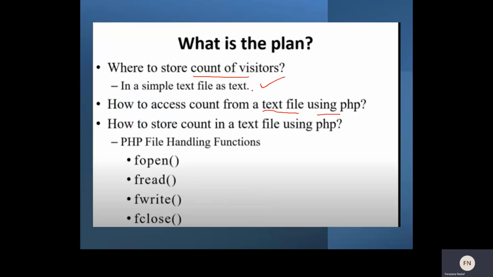Once we have stored the counter value, we need to access the count value from the text file we created using PHP, right? Then we need to access the text file count and handle those values with simple file handling functions. Here we are using a text file, so the text file has to be opened to read the data. Once we increment the counter value, it has to be updated in the text file using one of the file functions, then close the file using the file handling function, right?